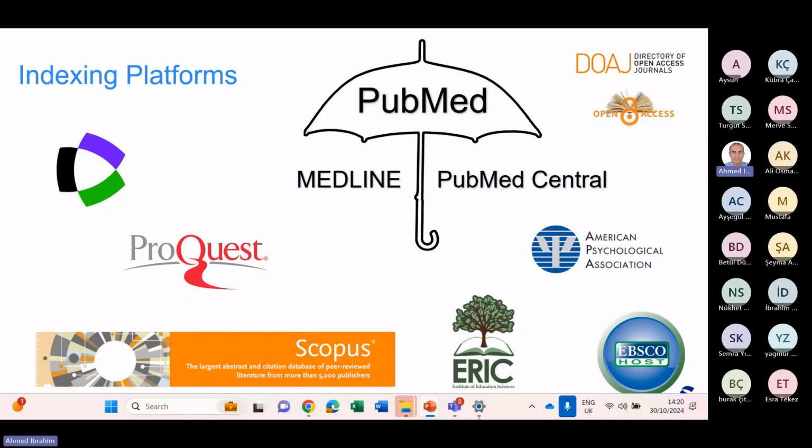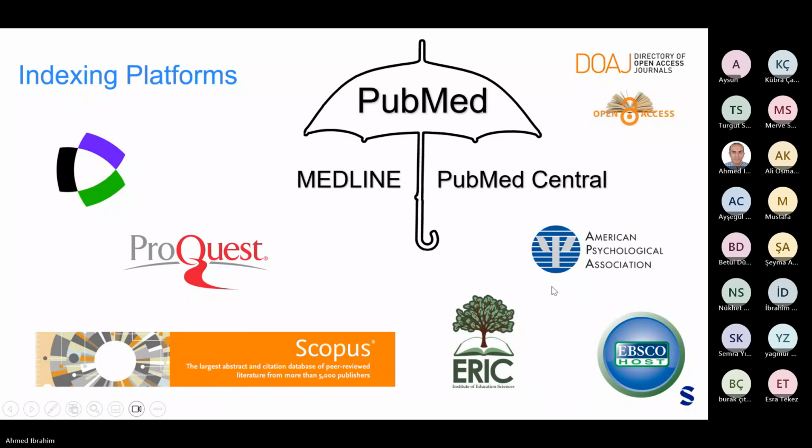We have also the American Psychological Association, which is PsycInfo, specific to psychology or psychiatry fields of study. It provides excellent discoverability for journals and authors in these areas.